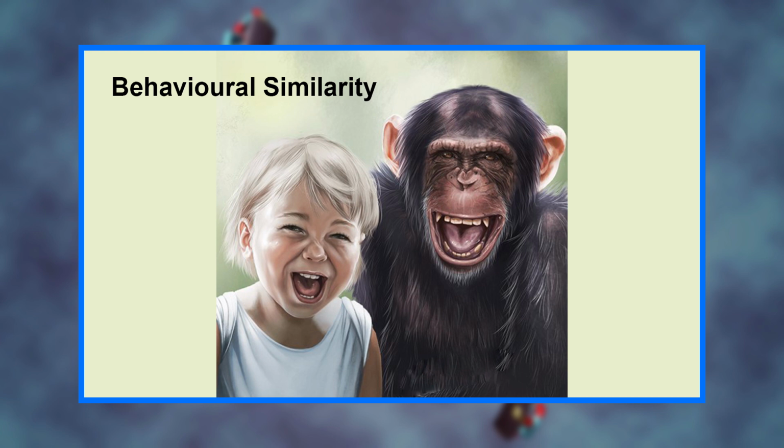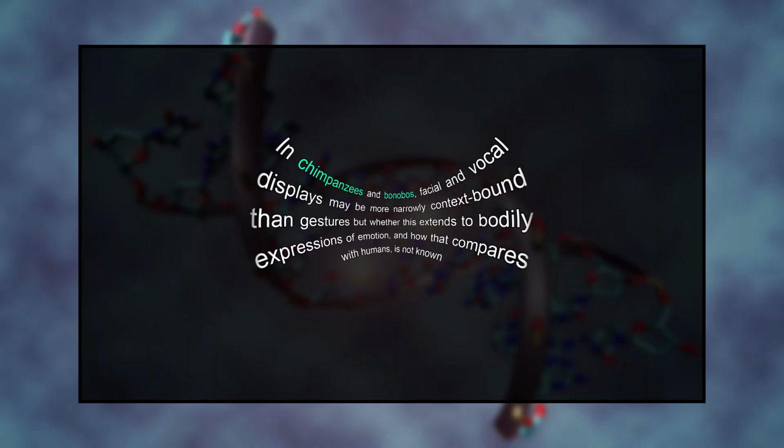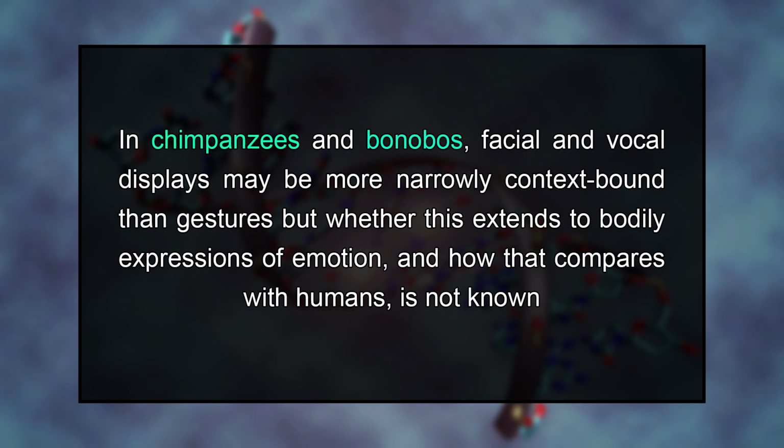Smiles have been ritualized to a greater extent in humans than in apes. Laughter is similar and seen in comparable contexts. Great apes do have voluntary control over some expressions. In chimpanzees and bonobos, facial and vocal displays may be more narrowly context bound than gestures, but whether this extends to bodily expressions of emotion and how that compares with humans is not known to date.